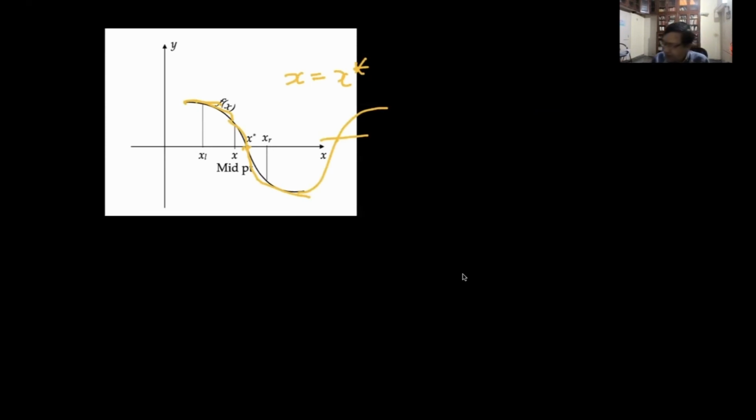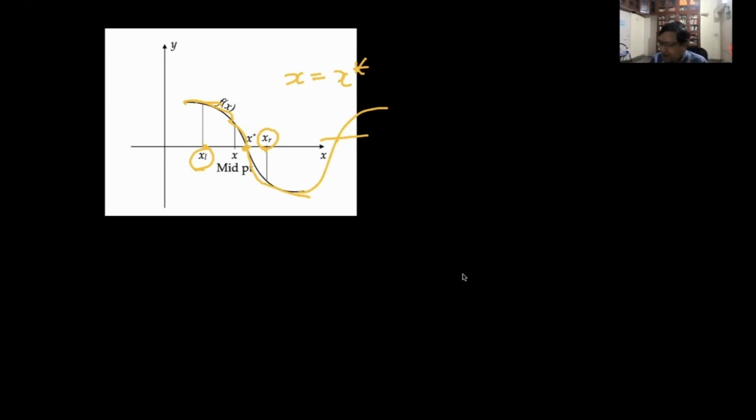So the idea for the bisection method is, you first make a plot. You need to know approximately where the root is. Then you choose one point to the left, which I call XL, and one point to the right, XR. So x star lies between XL and XR, where L is left and R is right.